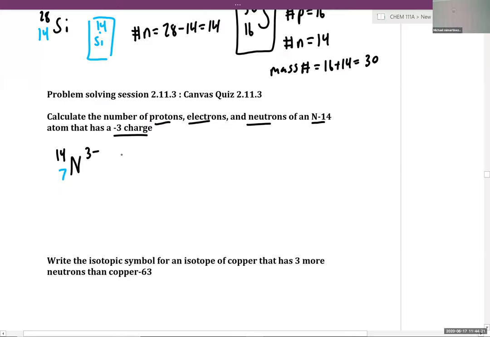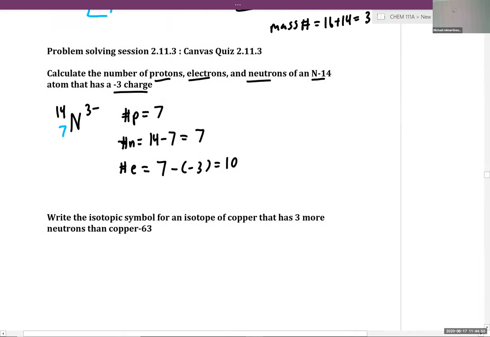So now we can solve for the numbers. Our number of protons, that's easy. That's just equal to the atomic number. Our number of neutrons is equal to the mass number minus the atomic number, which gives us 7 neutrons. And then our number of electrons is equal to our number of protons minus the charge, which gives us 10 electrons. Perfect.